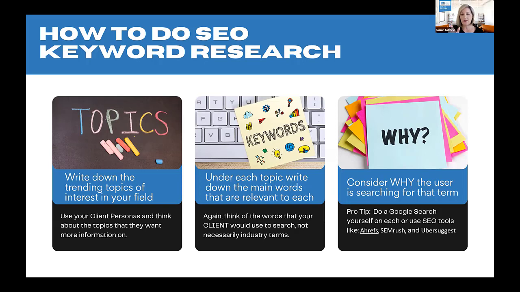Then as you have all of those keywords, I'm going to call them. That's what they call them in digital marketing. Once you have those keywords, consider why the user's searching for that term, right? So we talked about modifying child support during COVID. They're looking for that because maybe their income's gone down. Maybe they lost their job. Maybe there are topics that are relevant and you're looking to why they might be researching that.